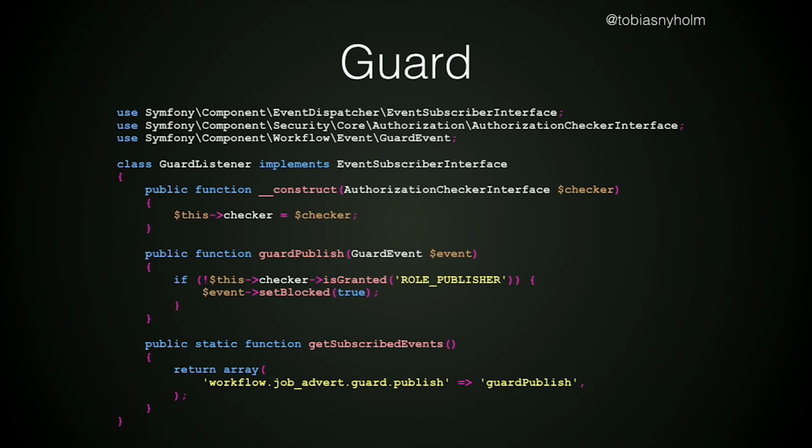What I'm basically doing is, for the workflow job advert, I want to guard the publish transition. So I call the guard publish function, and here I'm just checking, is this user granted the role publisher? If it isn't granted, I block this transition. I say you can't do this transition. So this is how I add more logic to my transitions.